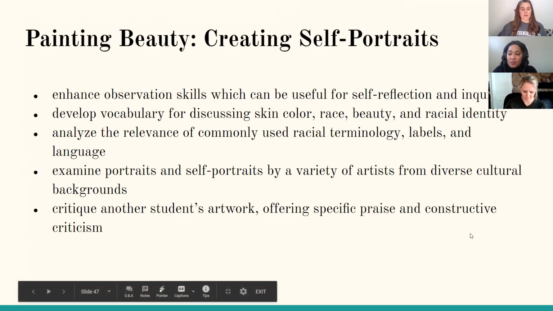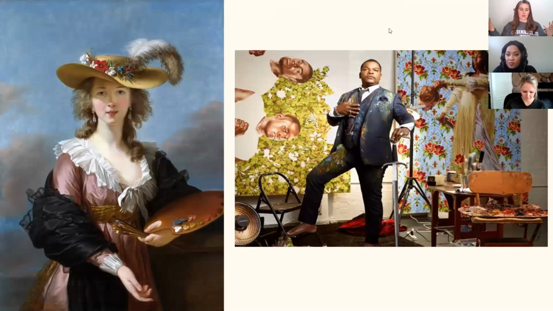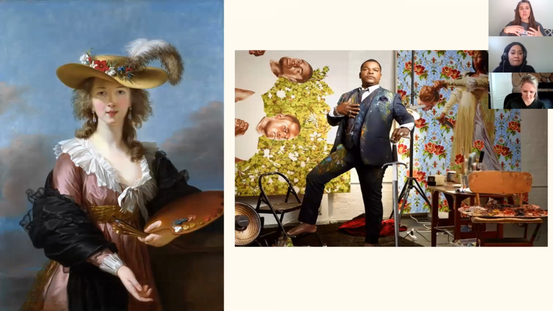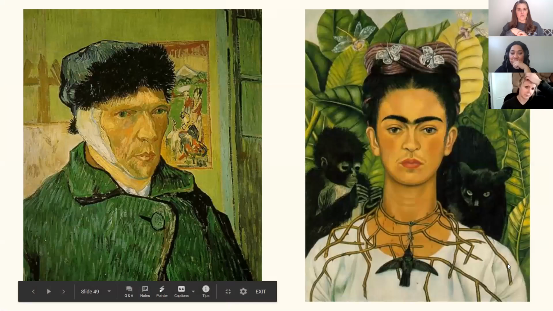Okay, so how this works is you would set up a gallery in your classroom where students would have the opportunity to look at famous artists' self-portraits. And these are just 4 examples. The first one is 18th century French artist Elisabeth Louise Vigée Le Brun. And this other one is a contemporary artist, Kehinde Wiley. The other 2 are probably a little more familiar, Vincent van Gogh and Frida Kahlo.